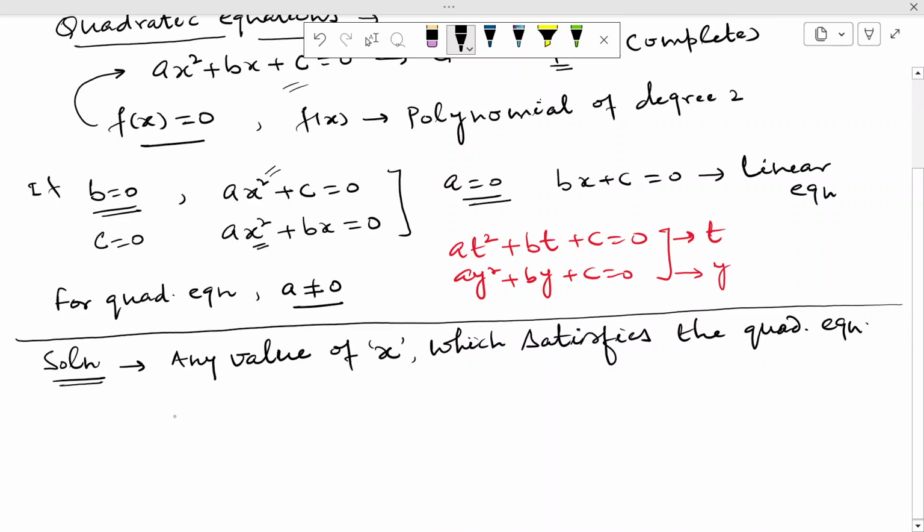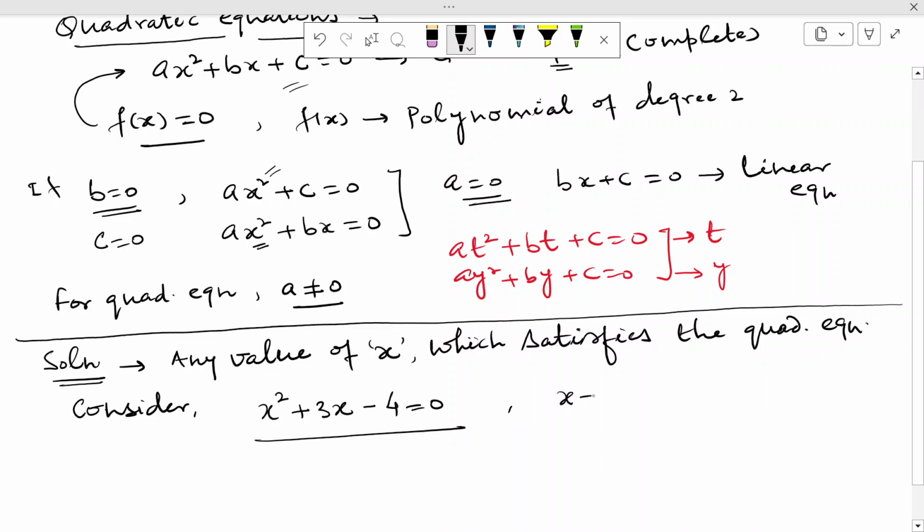So for example, if you consider x square plus 3x minus 4 equals to 0, suppose this is your quadratic equation.